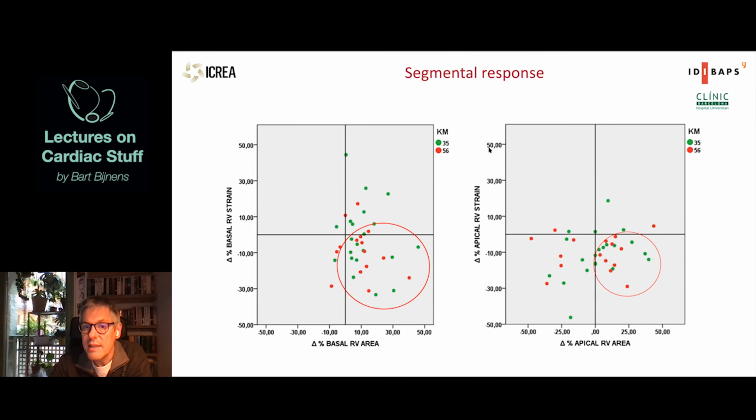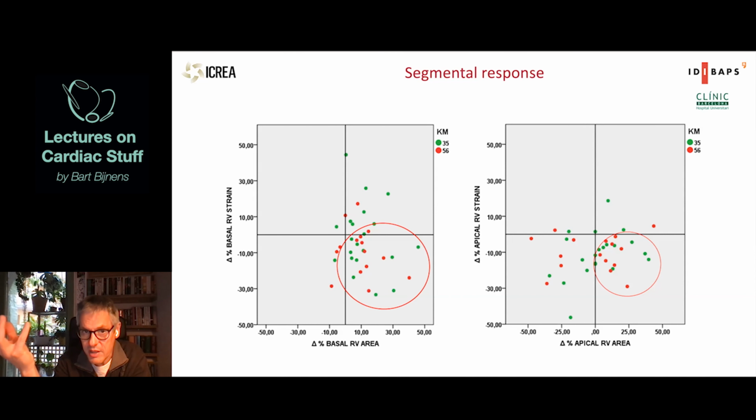Now, if we look at the apical version, what you see is that there are very, very few individuals that can actually increase their strain. And why would the apex be so much different than the base? This would not be very logical when you look at stress, because as we said before, the apex is normally much, much more rounded. So intrinsically, an apex has much lower wall stresses. So it's unlikely that this is pressure related, because the base would be much more influenced by the pressure.